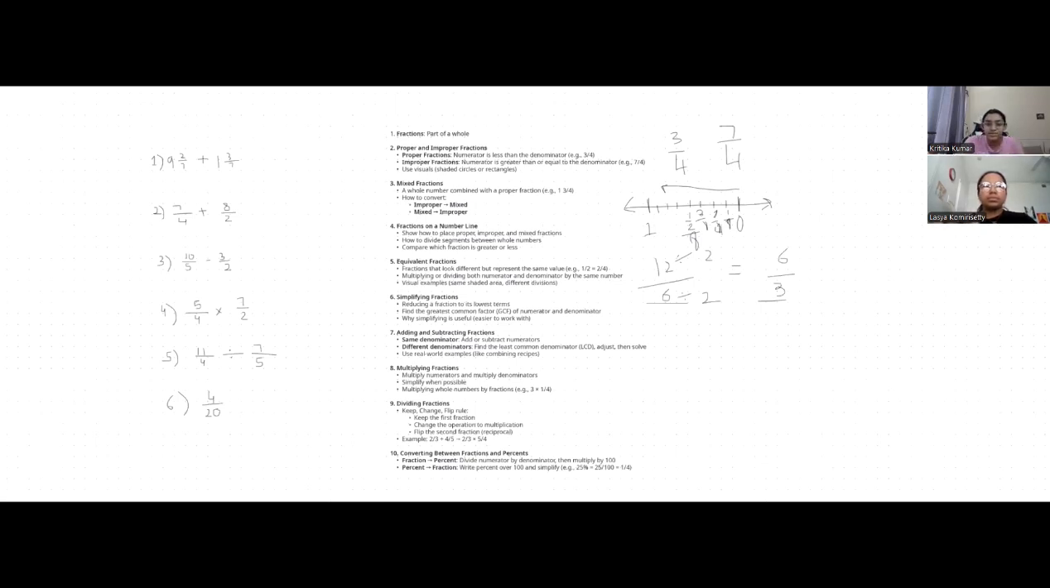Okay, so now let's talk about simplifying fractions. Simplifying fractions is reducing a fraction to its lowest terms. While you're simplifying fractions, you're supposed to find the GCF of the numerator and the denominator. And the reason why simplifying is useful is because it makes the fractions easier to work with.